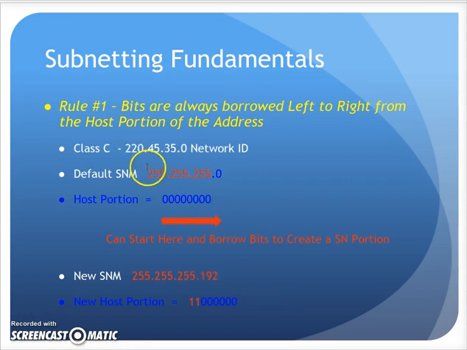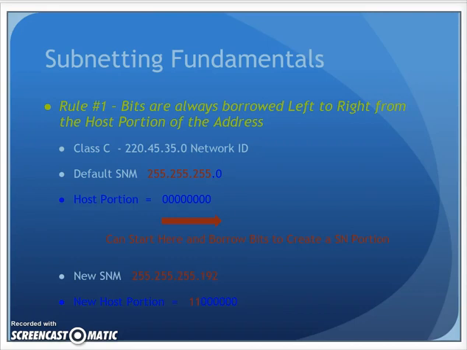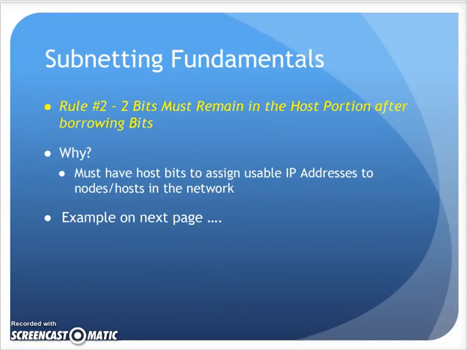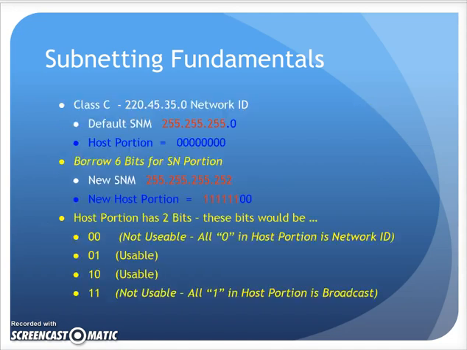Last but not least, Class C, if I have a 255.255.255.0, the host portion, here's my last octet, all zeros, I can start borrowing here and go right. So I could take those first 2 bits and create a subnet block or subnet piece, and my subnet mask becomes 192 representing that. But you notice every time I'm starting left and going right. That's the first thing I have to do. The second one is when I'm done, I have to have 2 bits left behind. I need to leave 2 bits behind.